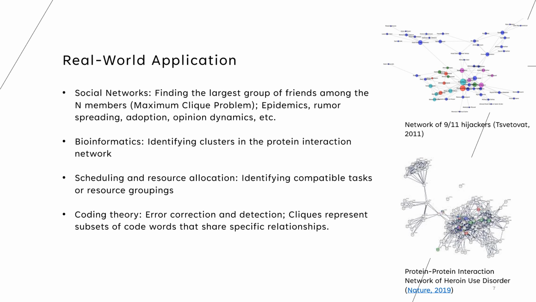And also in computational biology, it helps in identifying protein-protein interaction networks, where a clique represents a group of proteins that interact with each other, forming critical functional modules, as shown in the second graph, which is similar to social network analysis. Cliques are also used to group comparable tasks or allocate resources efficiently, ensuring optimal operation in logistics and task management. Lastly, cliques can also be used to represent a subset of code words that share specific relationships, aiding in error detection and correction, which is critical for data transmission and storage.